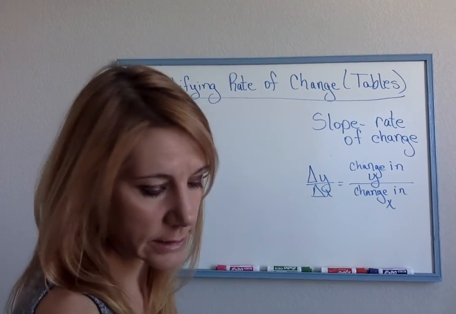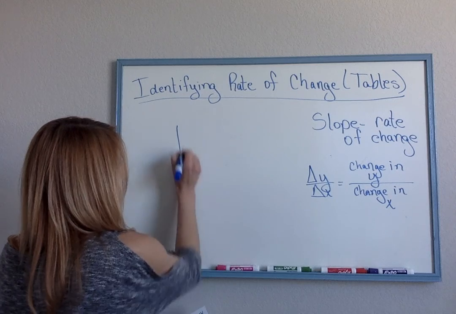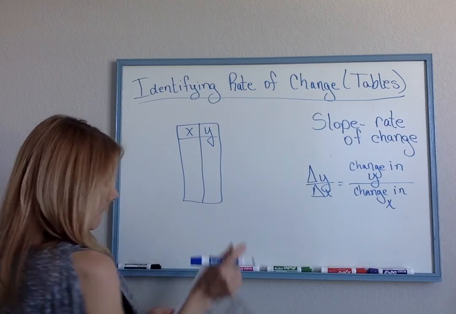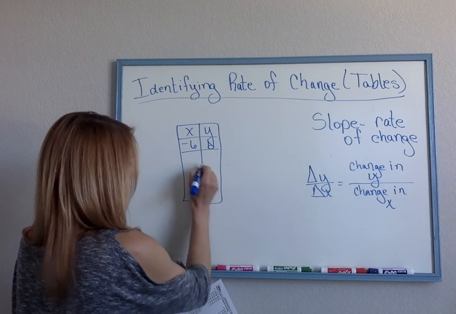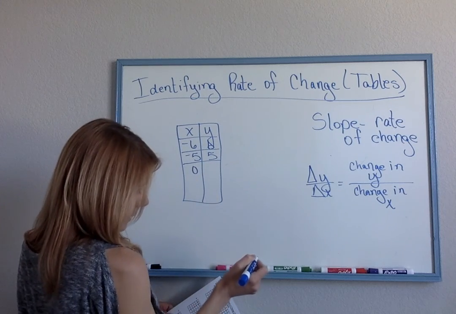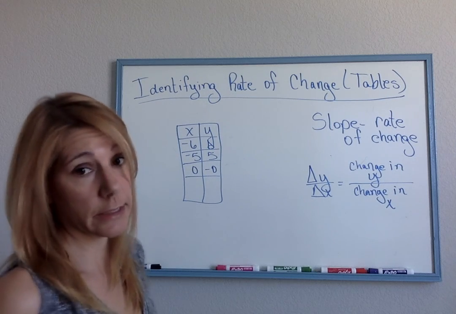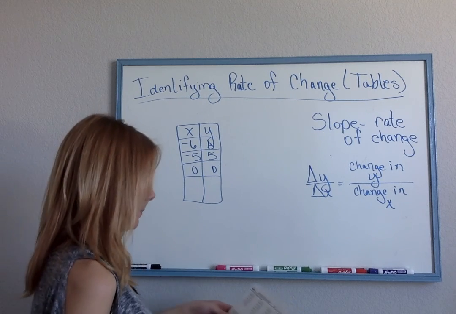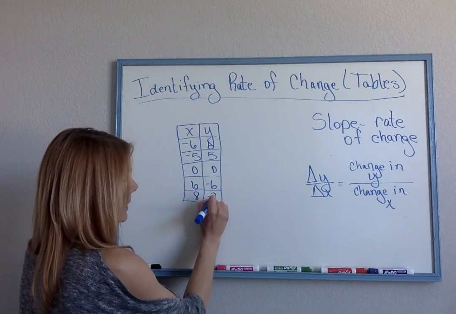Let's take a look at our second problem. So, x and y, I get -6 and +6, -5 and +5, 0 and -0. I don't know why they put a negative sign there because technically 0 is not negative or positive, it's 0. 6 and -6, and the last one is 8 and -8.